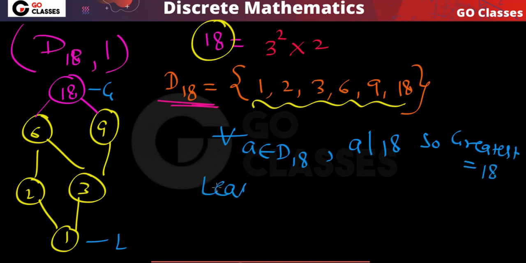And what is the least element? 1 divides everything, so the least element is 1. And you can notice, yes, this is a poset. You already know this is a poset. This is the Hasse diagram. But is this a lattice? Yes, this is a lattice because for every two elements we have GLB and LUB.